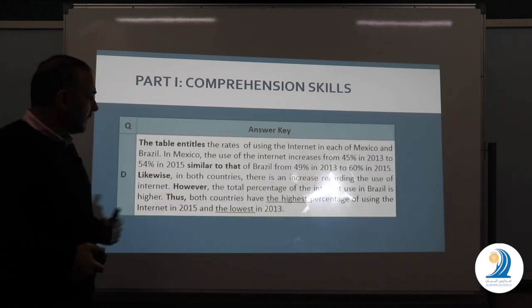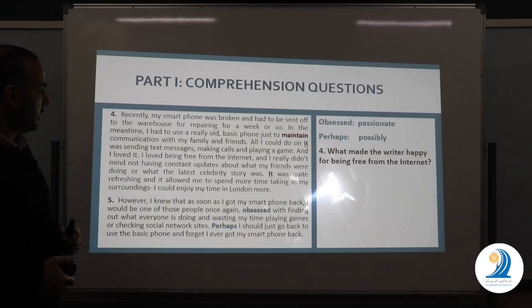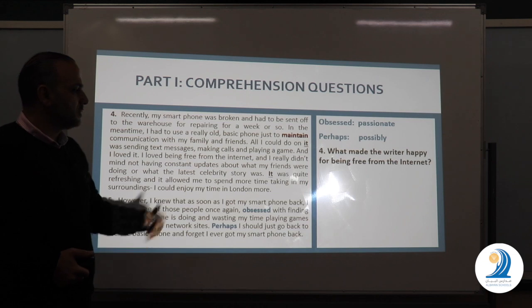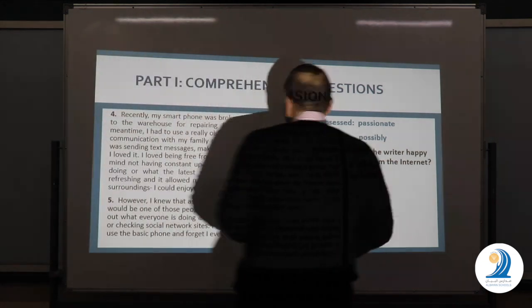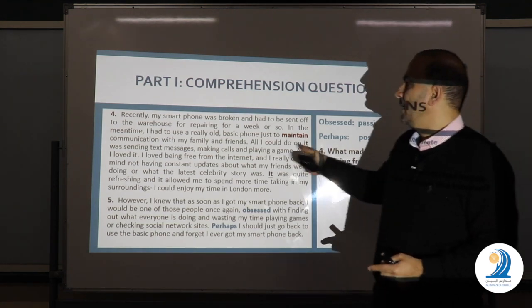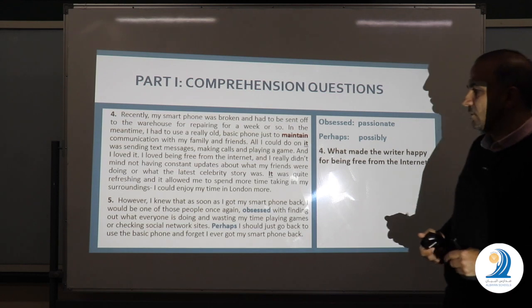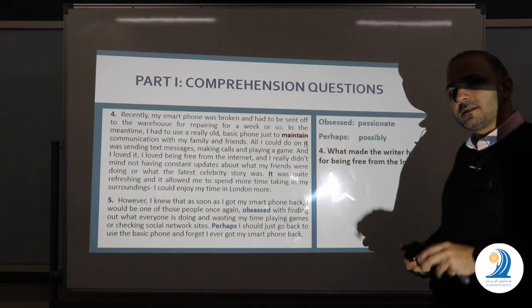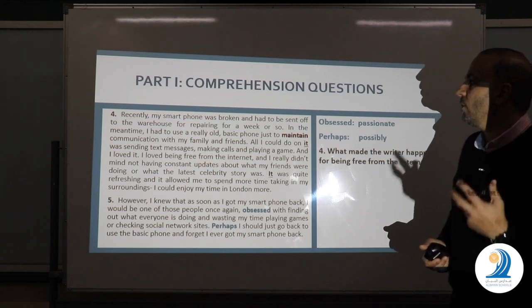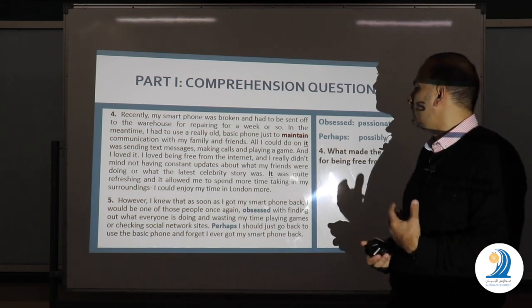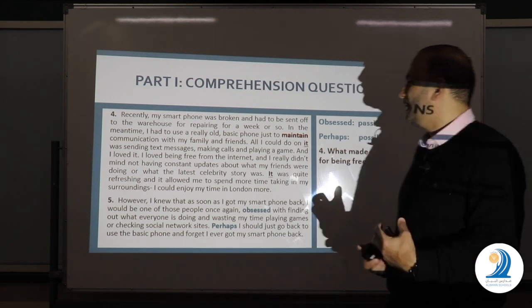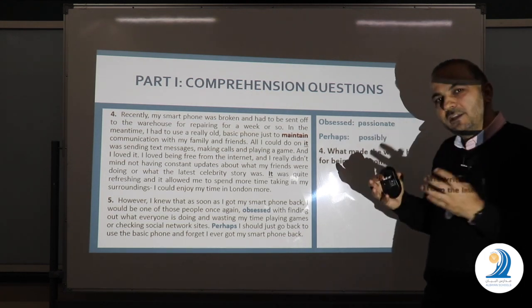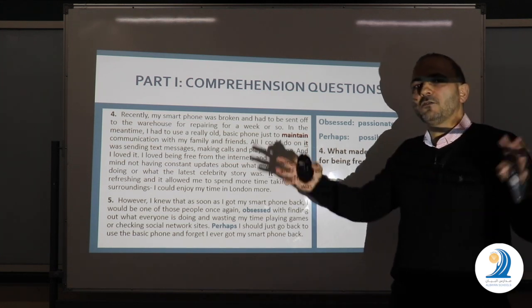The third it, I think, is also here in our paragraph. The sentence begins with it. It was quite refreshing and it allowed me to spend more time. What does it refer to, that really allowed the reader to spend more time? Let's go back. And I loved it. I loved being free from the internet. And I really didn't mind not having constant updates about what my friends were doing or what the latest celebrity story was. It was quite refreshing and it allowed me to spend more time taking in my surroundings. I could enjoy my time in London more. The situation he lived without his smartphone, the way he used his basic phone, the way he is out of any internet signal.